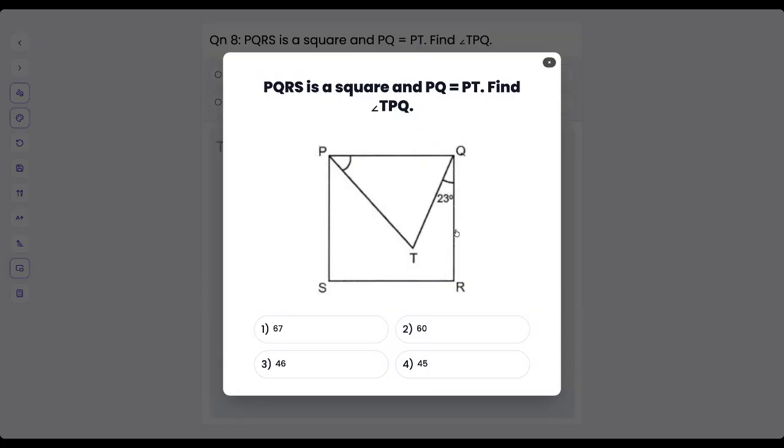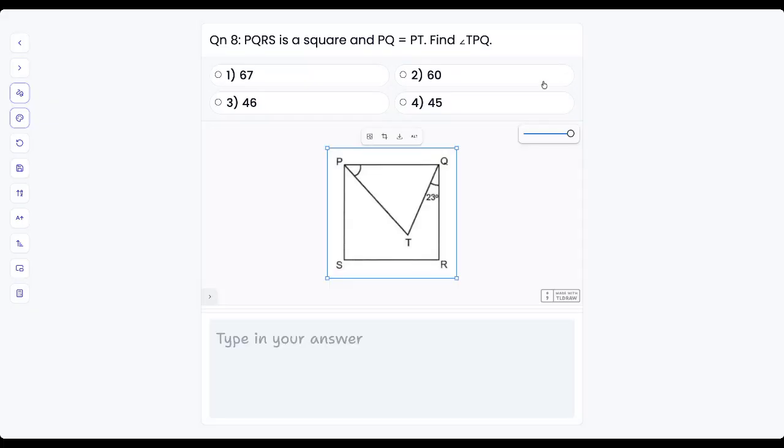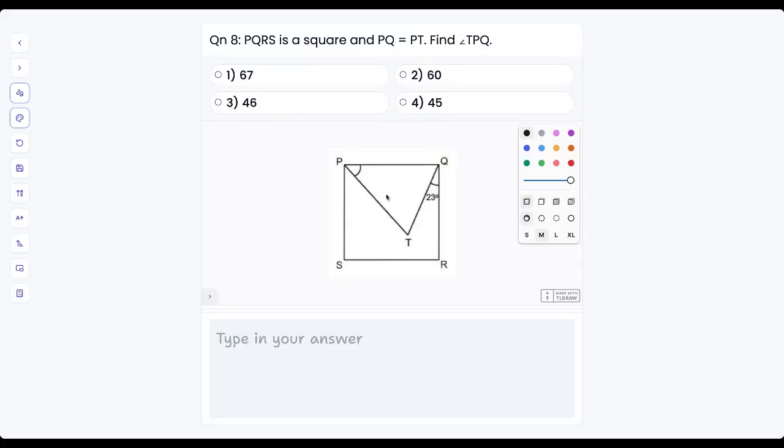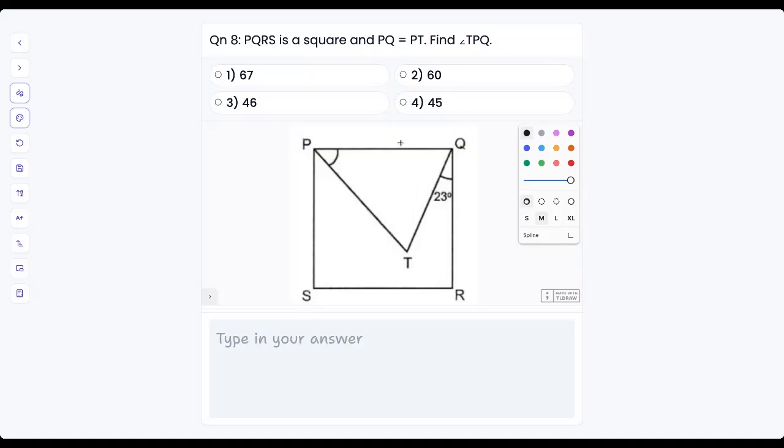Question number 8. PQRS is a square and PQ is equal to PT. Find angle TPQ. For this, first we just want to put the indicator where these two lines are the same. In order for us to get the angle TPQ, which is in red, we need to find two other angles, which I'm going to put in green, these two angles. So can we find the green angle over here?